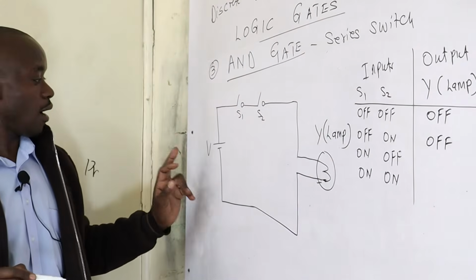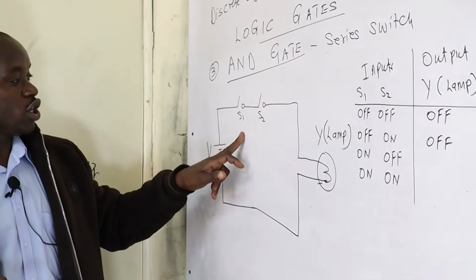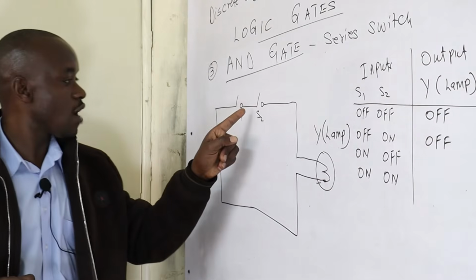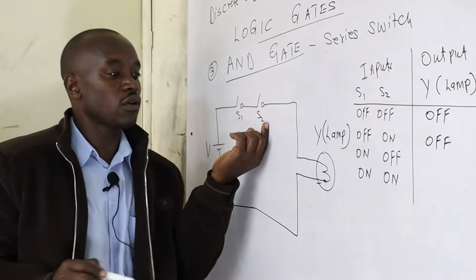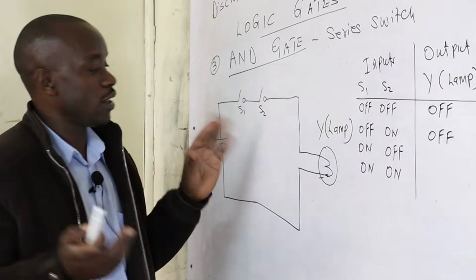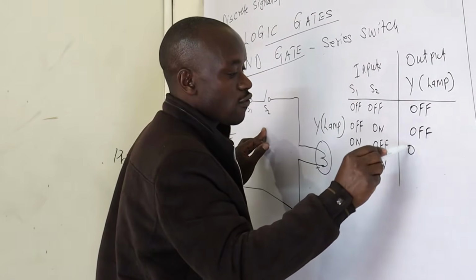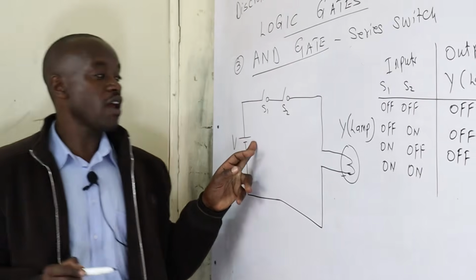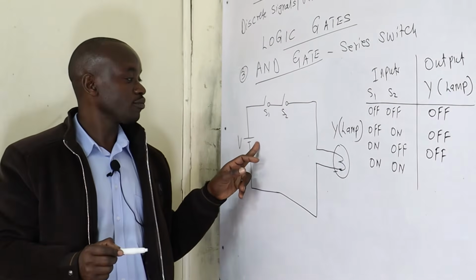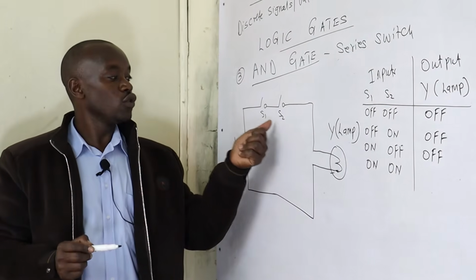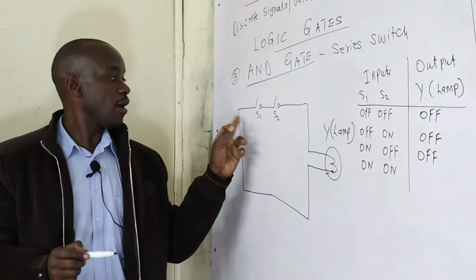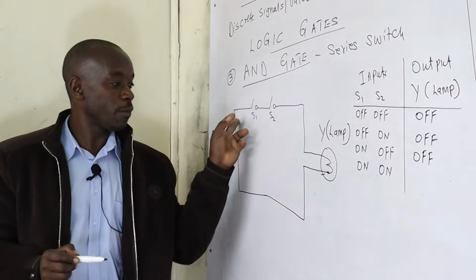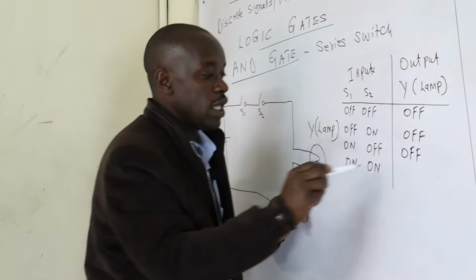Scenario number 3. Apply power. Switch 1 on, switch 2 off. Power will move up to here, but switch 2 is not connected, so it will not do anything. It will be off. Then apply your power here. Switch 1 on, switch 2 on. So power or voltage or current will pass through, then the lamp will be on.